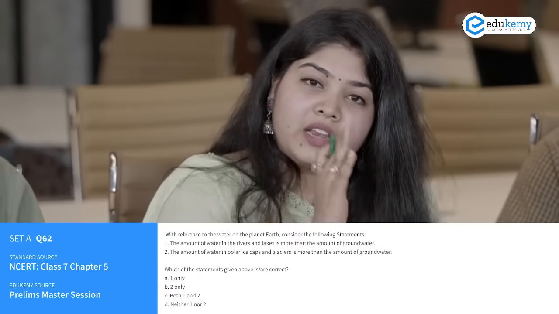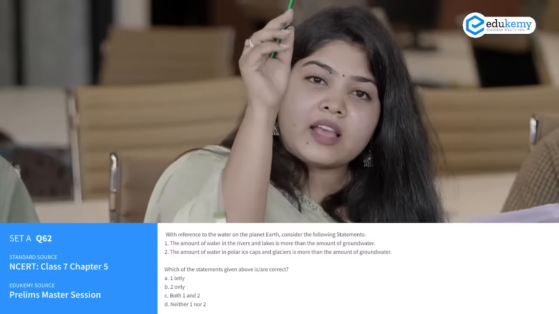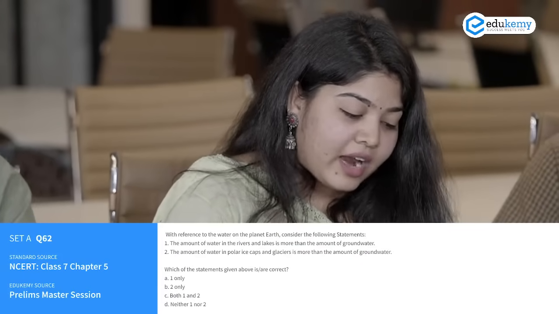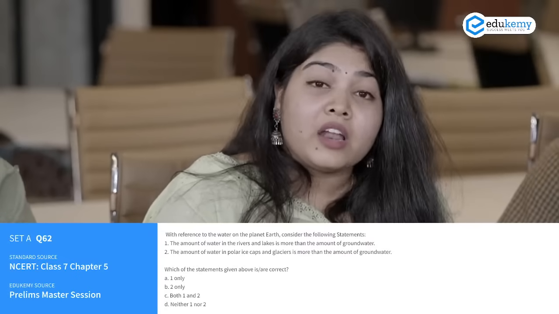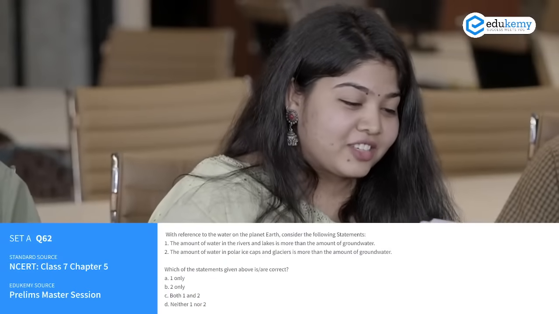Now in between you have the lakes, the atmosphere, and the river. So this is the sequence you have to remember. The ice caps, the groundwater, the lakes, atmosphere, and the river. And I think with that you could have solved this question. Yes, LAR. We remember that because we see his lectures.